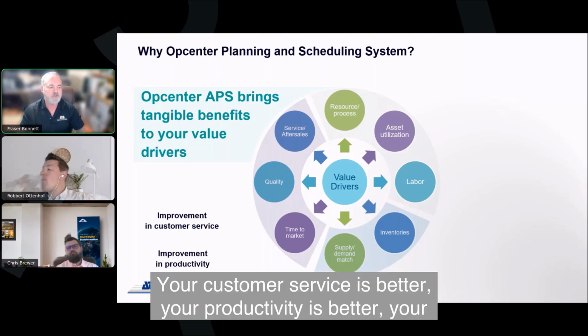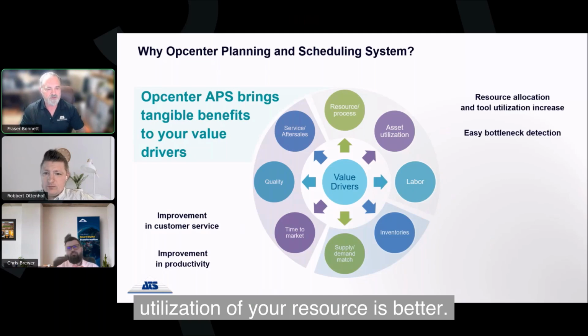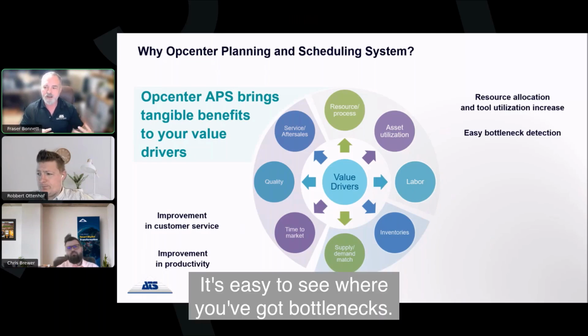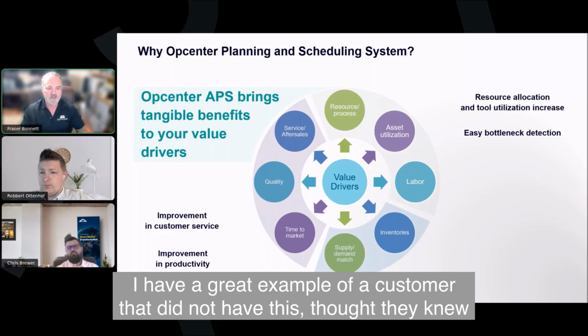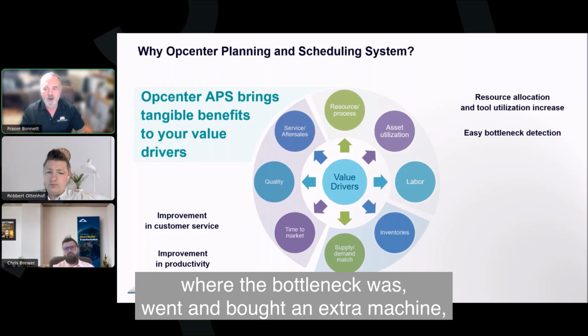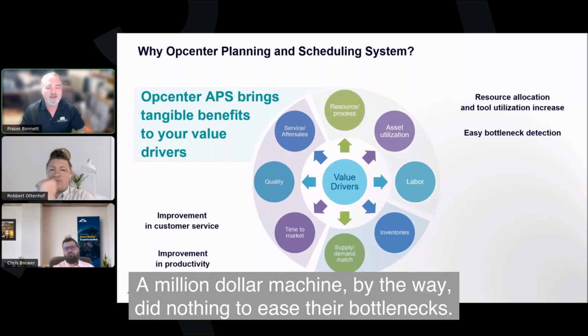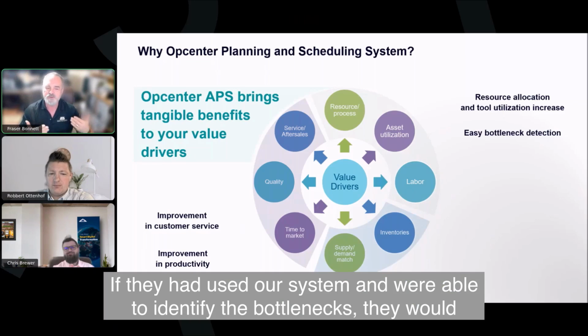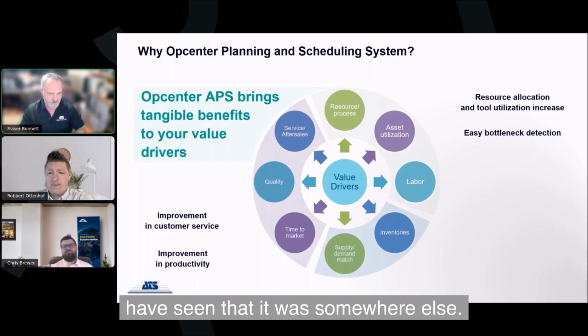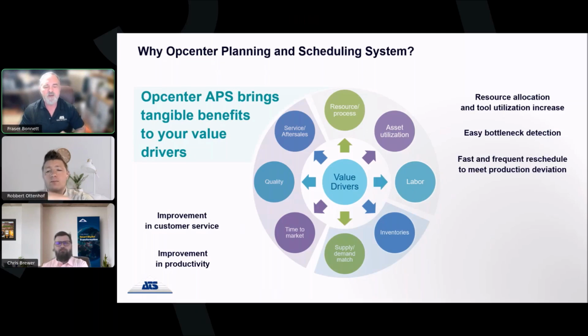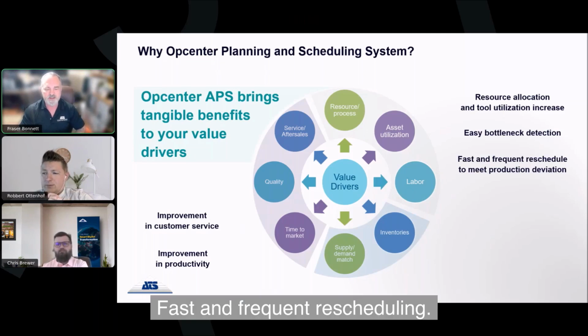Your customer service is better. Your productivity is better. Your utilization of your resources is better. It's easy to see where you've got bottlenecks. I have a great example of a customer that did not have this, thought they knew where the bottleneck was, went and bought an extra machine, and it did not do anything. A $1 million machine, by the way, did nothing to ease their bottlenecks. If they had used our system and were able to identify the bottlenecks, they would have seen that it was somewhere else.